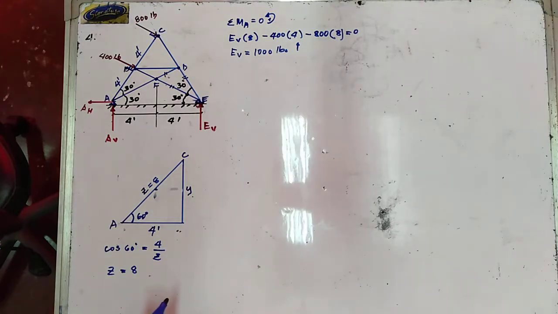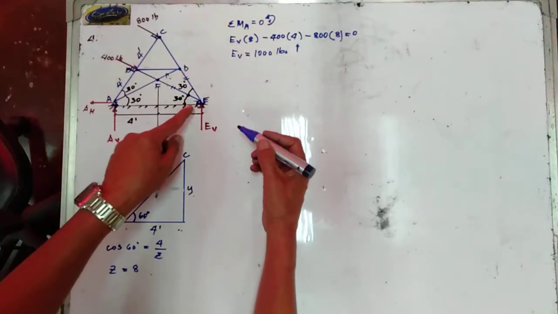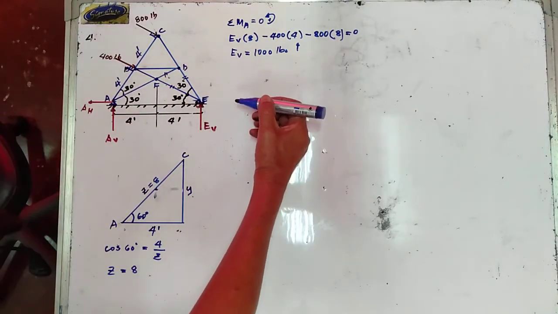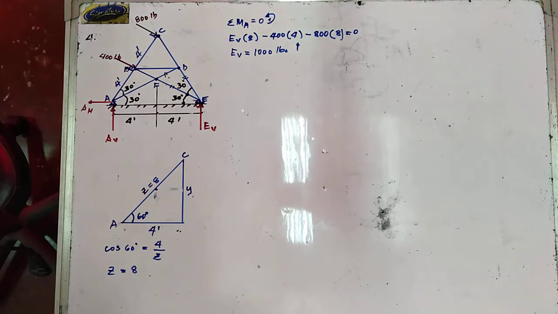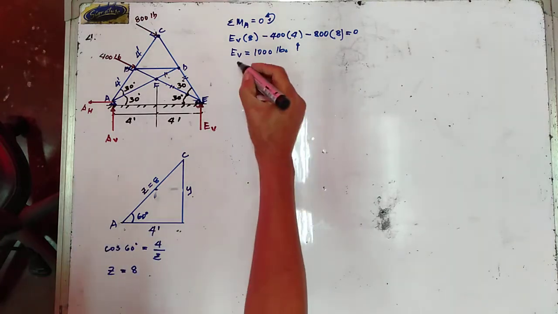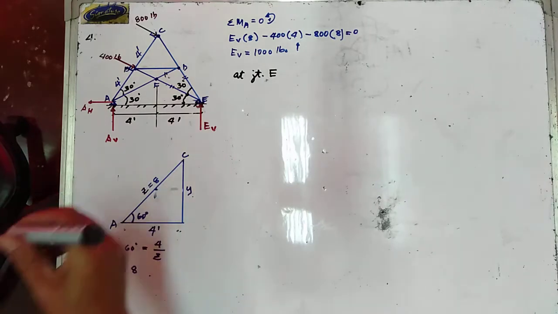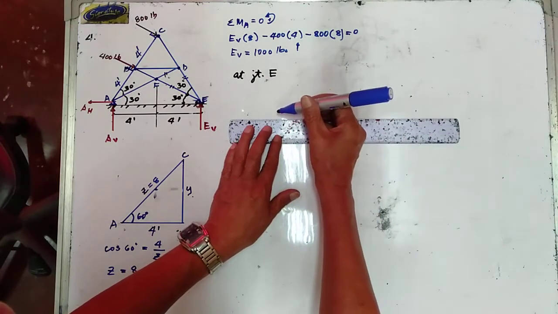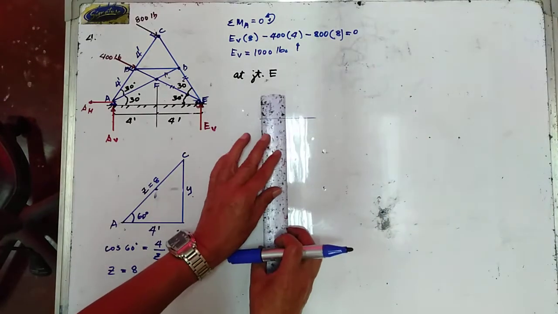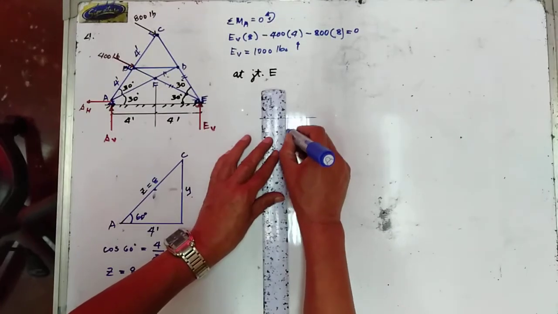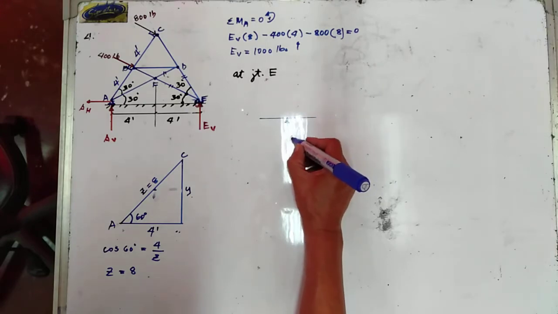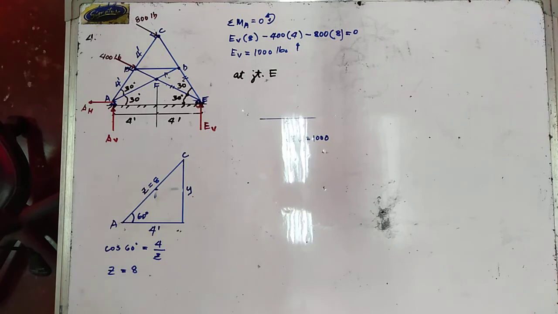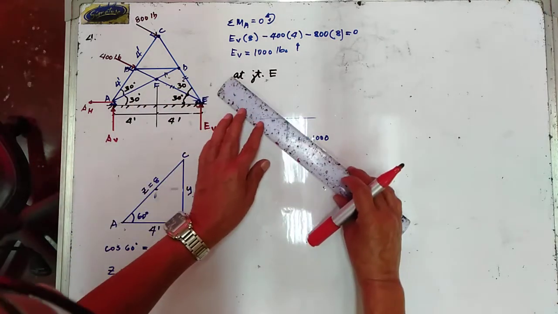Now, let us proceed to joint E. If you proceed to joint E, there are only two unknown members. You have your EF and your DE. So this is now at joint E. Okay, so we have your E vertical, and that one is equal to 1,000 pounds. Your EF, this is now your EF.